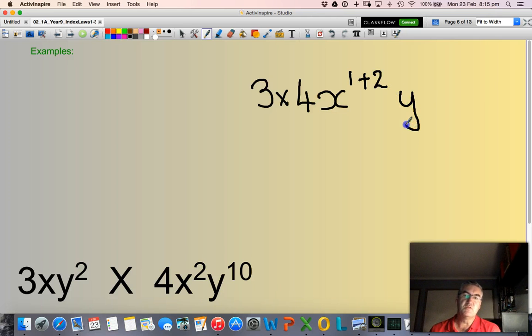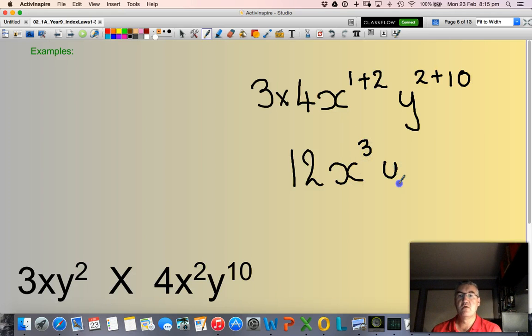Now, you can see here I have y squared, y to the power of 10, that becomes 2 plus 10, and then I can do a little bit of simplification. 3 multiplied by 4 is 12. Now look at my base x. It has an index of 1 plus 2, which is 3, and my y has an index of 2 plus 10, which is 12. So that is my last example.